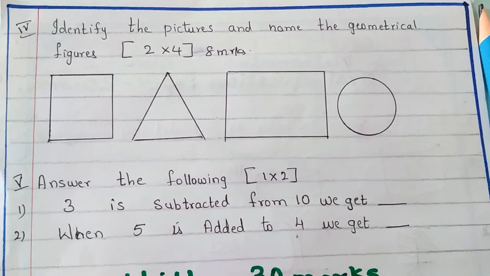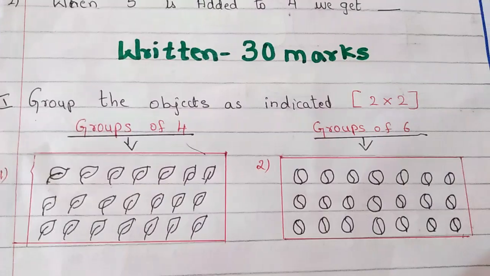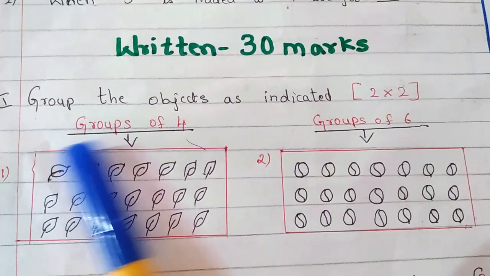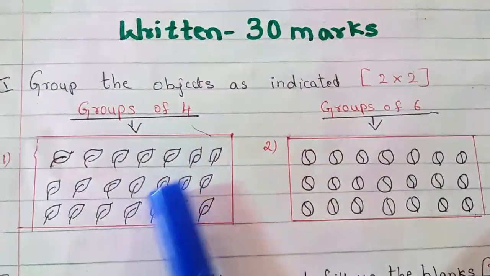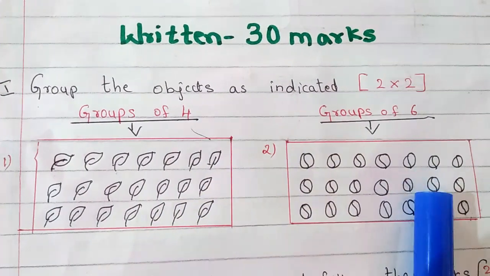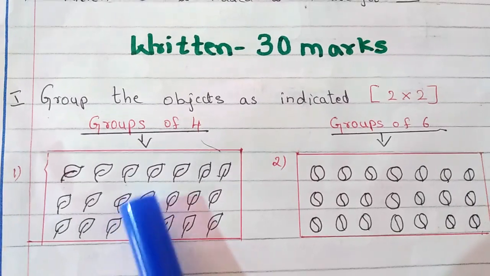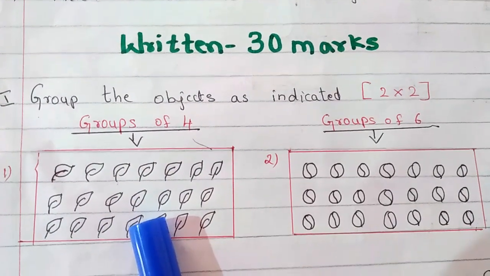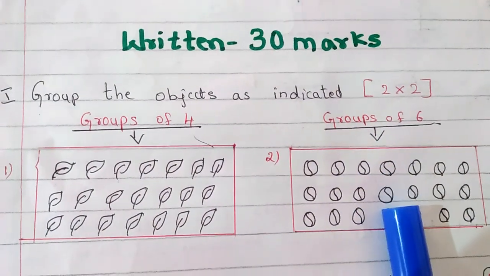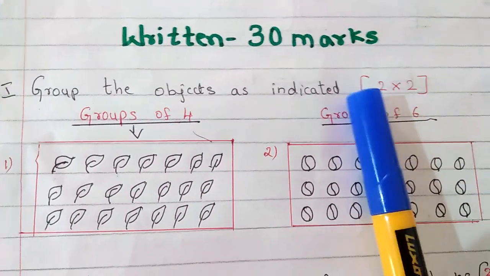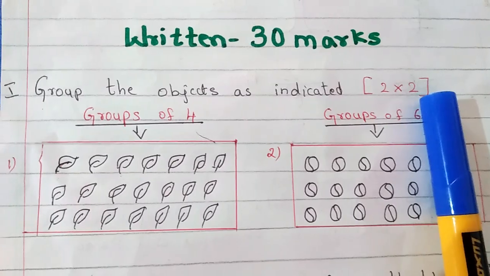Now let's move to the written questions. So written questions are for 30 marks. Group the objects as indicated. So you find the objects here. Here the child is indicated to group the objects or circle the objects in 4s, and here the child is supposed to circle in 6 or group in 6. So marks are 4 marks here.